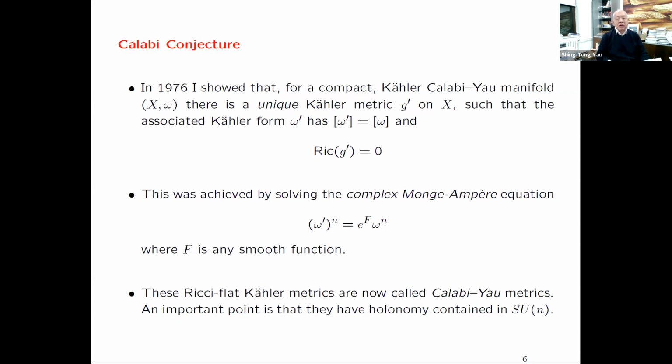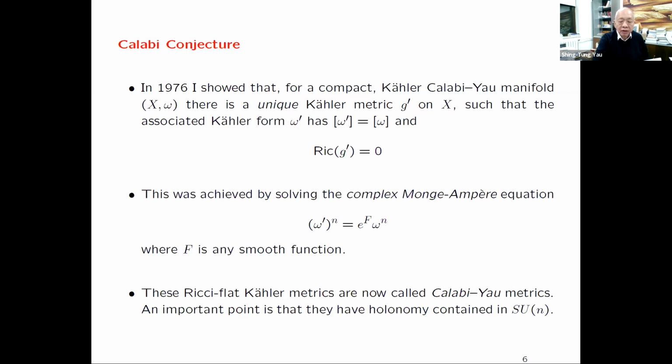Of course, now when we look at it, it's rather straightforward and reasonable, easy to do. But in those days, we struggled for a long time because the whole subject was not developed. This metric is now called the Calabi-Yau metric.